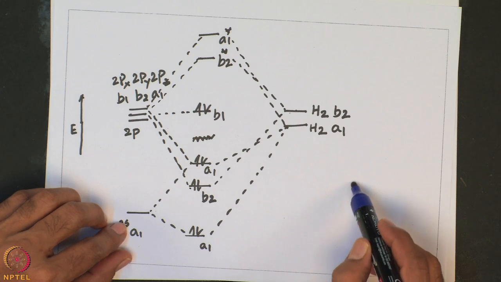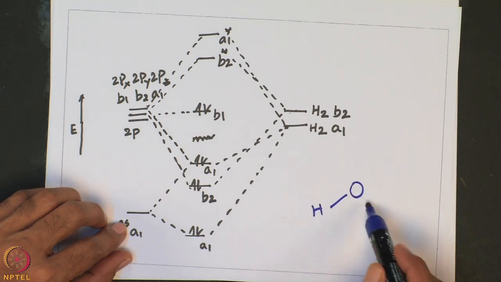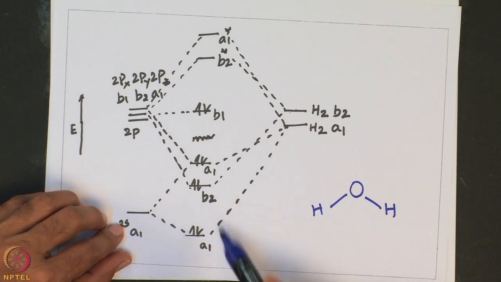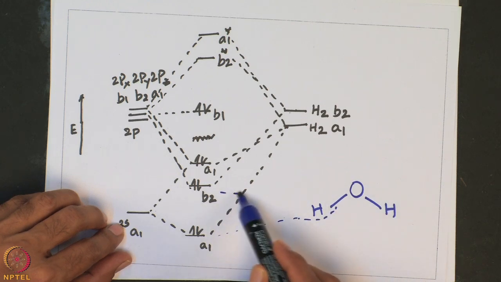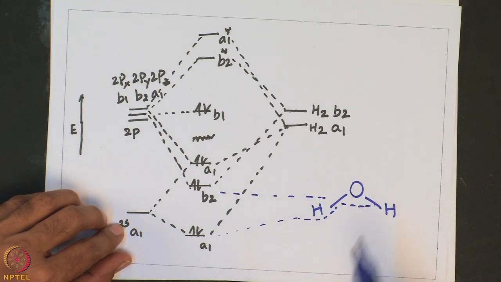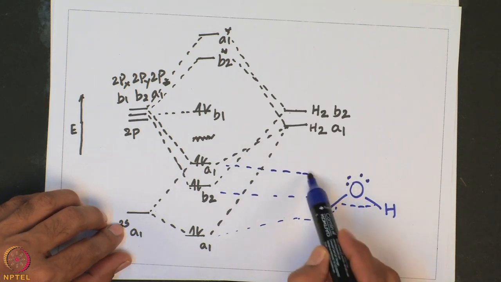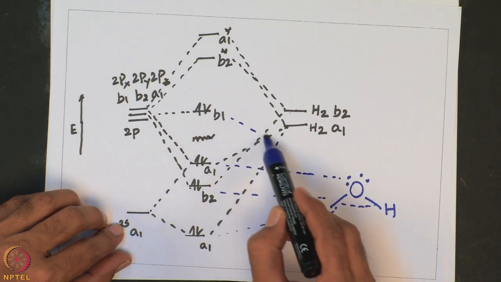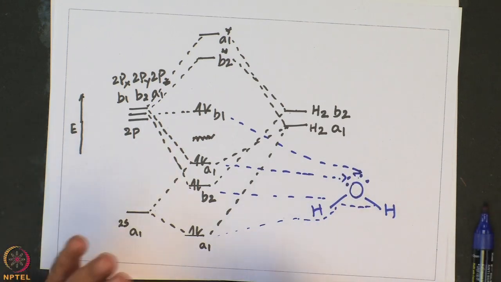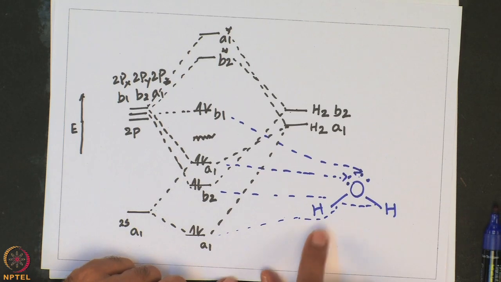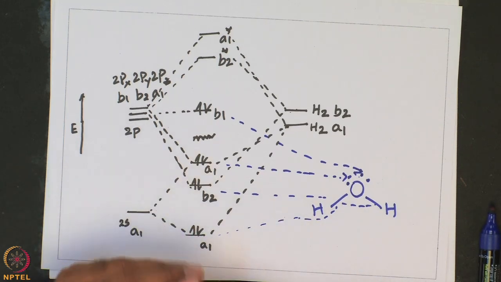For example, if I write something like this, I can simply correlate this one to one of the bonds and this one to the other bond, and then here we have 2 lone pairs. So, one of these will represent this lone pair and another one represents this lone pair. So, this is how you can clearly write the MO diagram for even a triatomic molecule like water. Of course, one can also write for polyatomic molecules, which I will be considering in a few minutes' time.